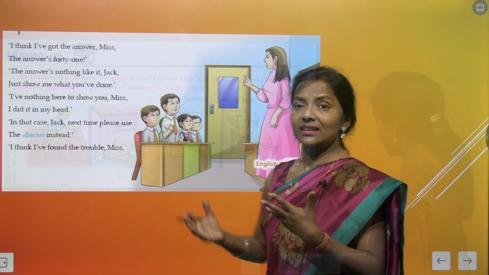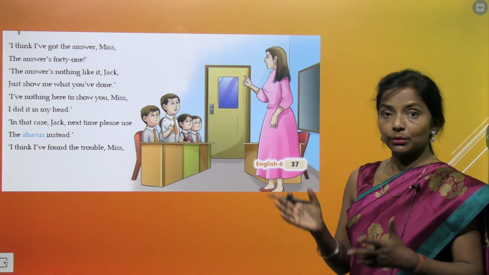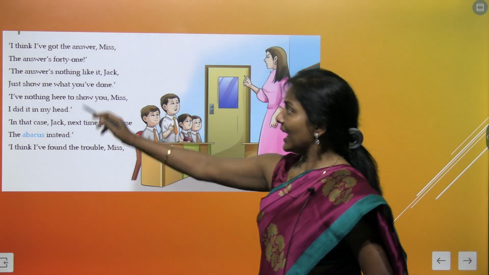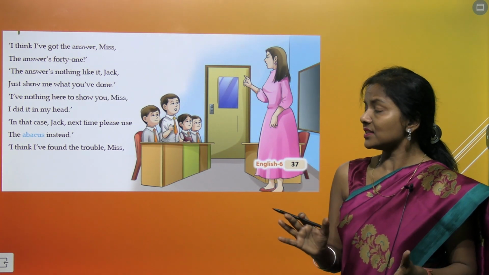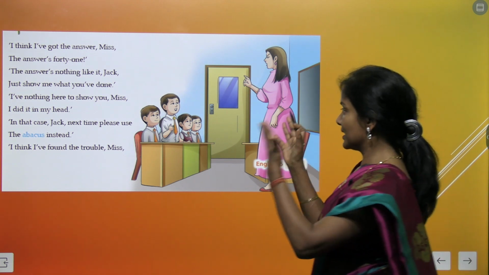Okay? Now here's the poem. Let's read it. I think I've got the answer, miss. The answer's 41. Here's a classroom.